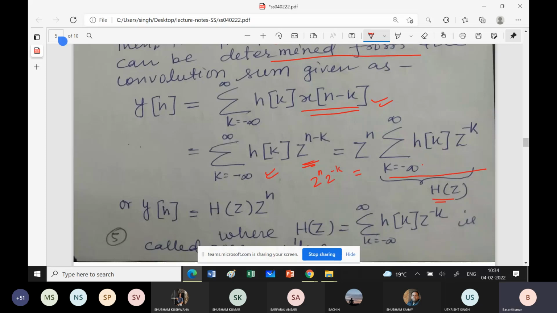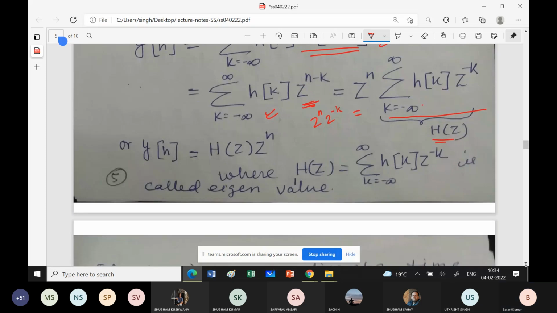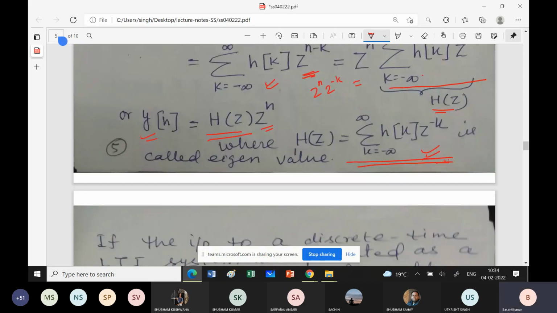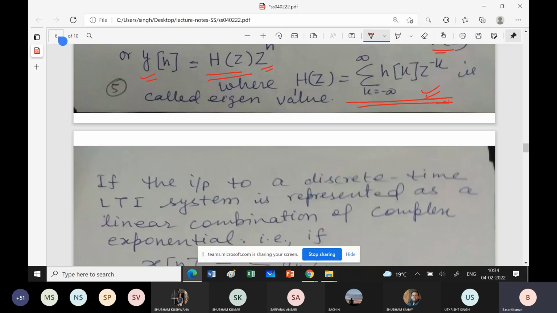So ultimately y[n] is the expression which is represented as H(z) multiplied by z raised to the power n, and this is the eigenvalue which has got this expression. So again, it is very clear that z raised to the power n is an eigenfunction, a complex exponential, and it is an eigenfunction, that's for sure.